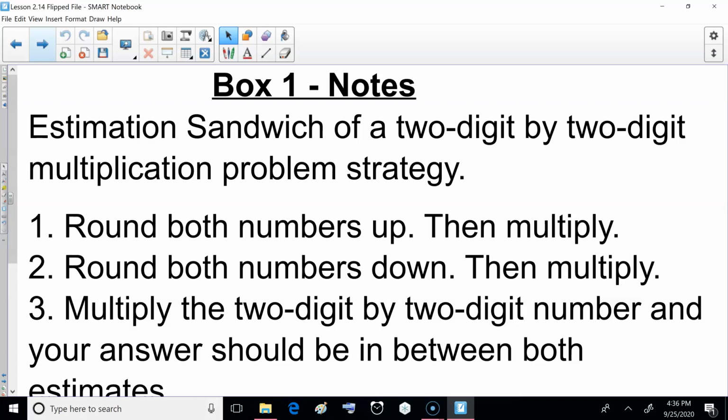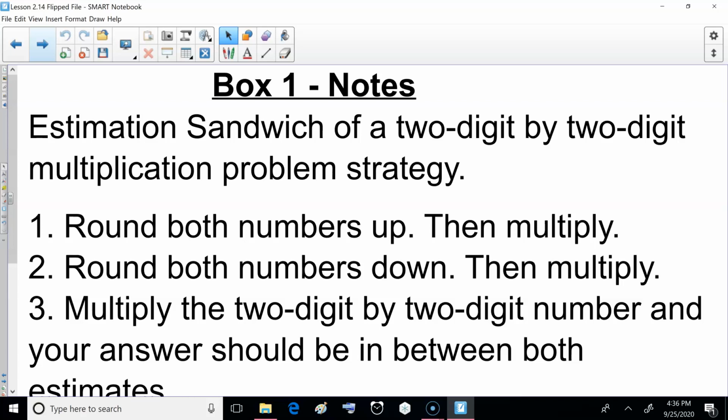I want you to write this down because it's a little bit different than our other strategy, but somewhat similar. So remember, the estimation sandwich of a two-digit by two-digit multiplication problem strategy. We know about estimation sandwiches: we have an estimate that's too high and an estimate that's lower than our answer, so our answer should be somewhere in between those, which can really help us out.